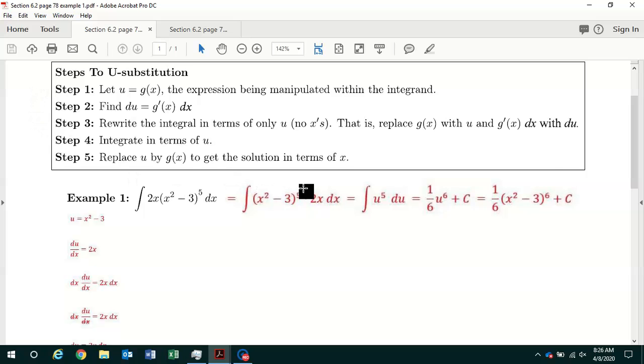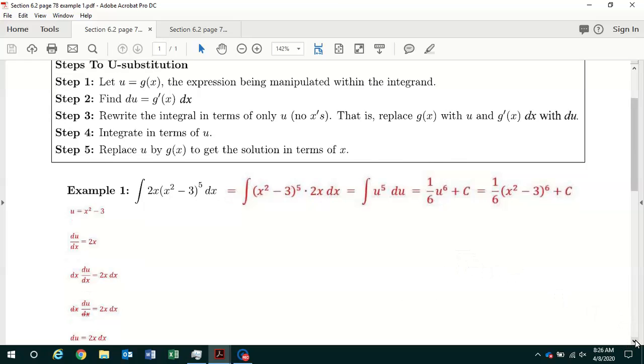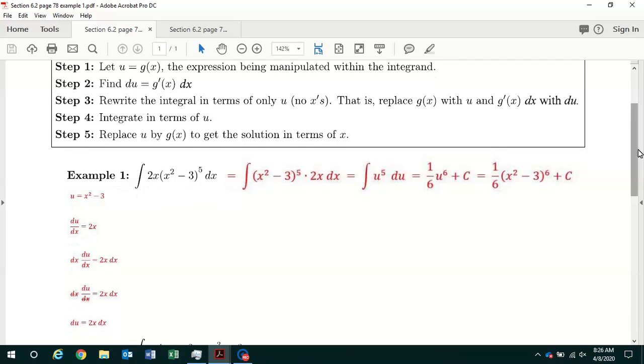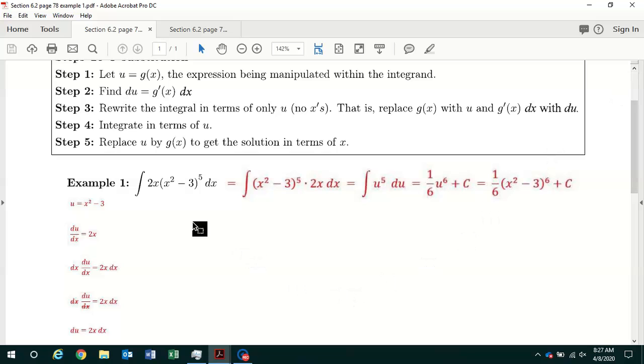The steps are listed up here in the rectangle for your benefit, right? It's just a repeat of the steps from the previous page. All right, so in the first example, we have to find the antiderivative of 2x times (x squared minus 3) to the 5th power with respect to x.